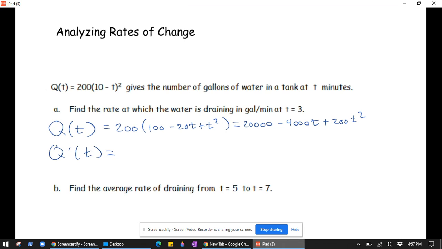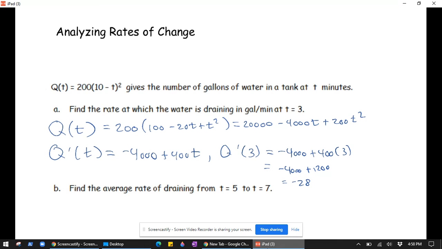So now we can use the power rule, going term by term. The derivative of 20,000 is 0. The derivative of negative 4,000 t is negative 4,000. And the derivative of 200t squared is 400t. And so now we evaluate this at t equals 3. And so we get negative 4,000 plus 400 times 3, which is negative 4,000 plus 1,200. So that's negative 2,800 gallons per minute.